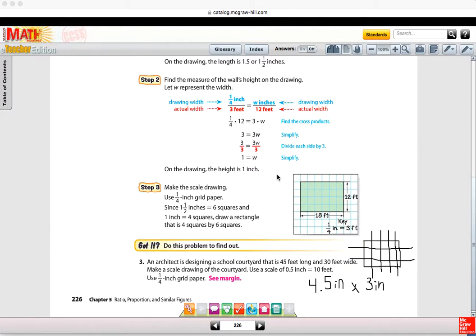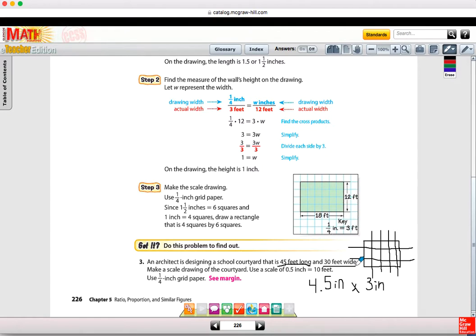This video will go over lessons 5-9 and 5-10, but before I go to 5-9, I want to wrap up lesson 5-8. I don't feel like I left that video clear enough for you. With the example on page 226, we found the measurements of the school courtyard, 45 feet long, 30 feet wide.